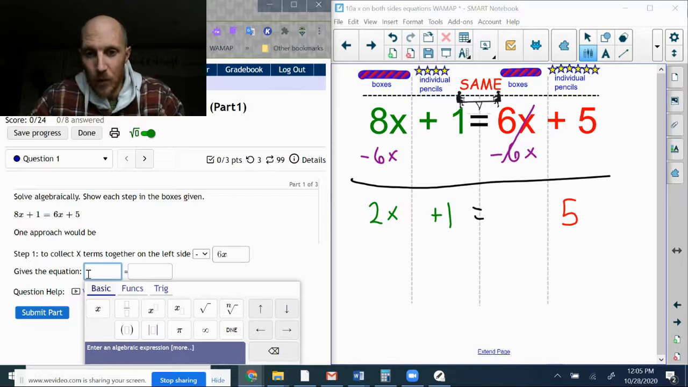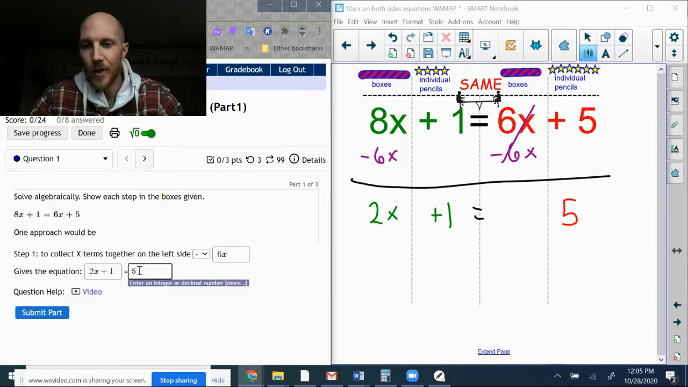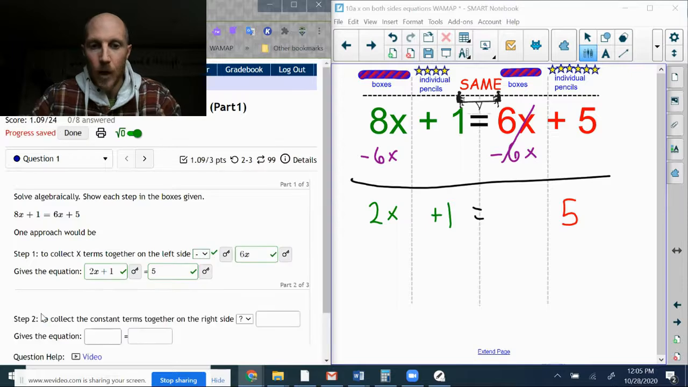It asked me, that gives the equation what? Well, my resulting equation that I got down here after the line, my next line, that's what I need to type in here. The equal sign is already provided, so I just need to put the expressions on both sides. So this will be 2x plus 1, and on the other side, it's just 5. I'm going to hit submit.